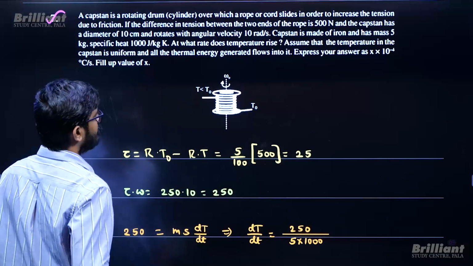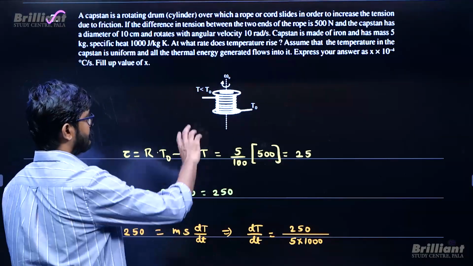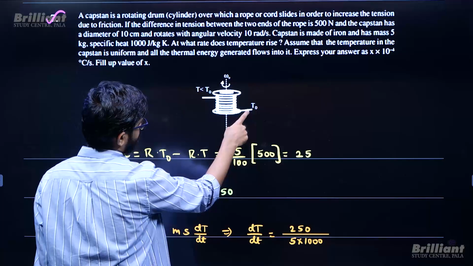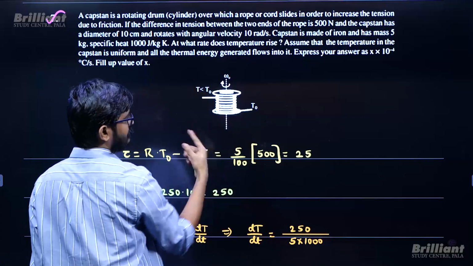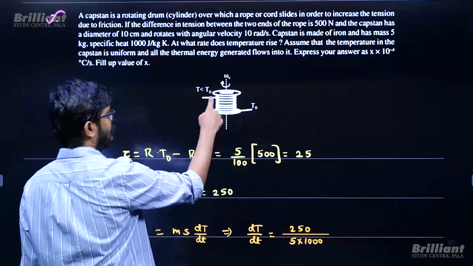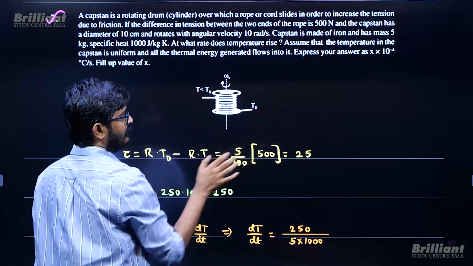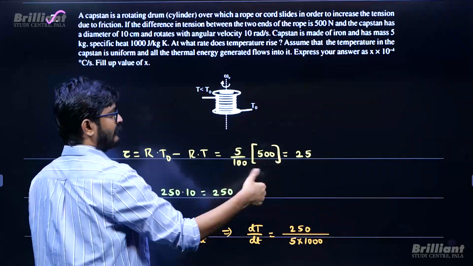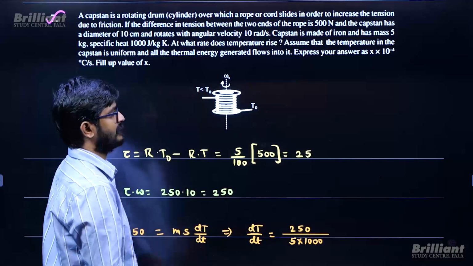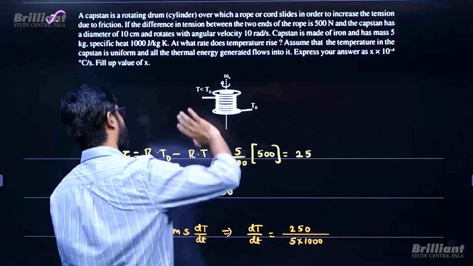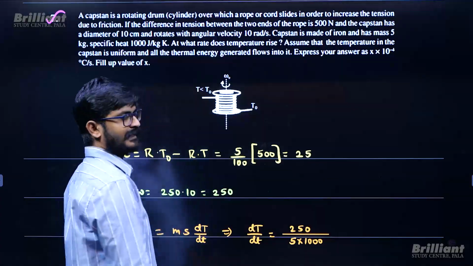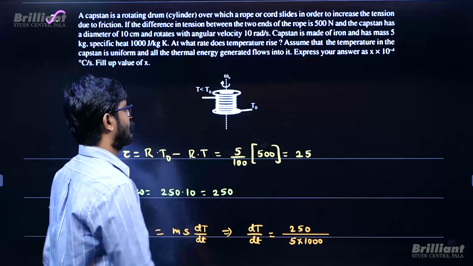Express your answer. So basically what is happening? This tension is less than this tension. So if I take the drum and that string as my system, then there is torque. Torque is trying to rotate it this way. When the torque is trying to rotate it this way, angular velocity has to increase. But angular velocity is remaining constant. The meaning is that I am applying some torque in the opposite direction, which is exactly equal in magnitude to this torque. So what is that torque?